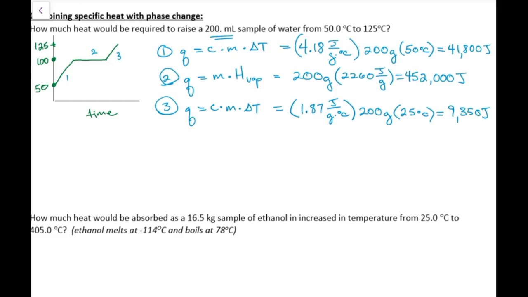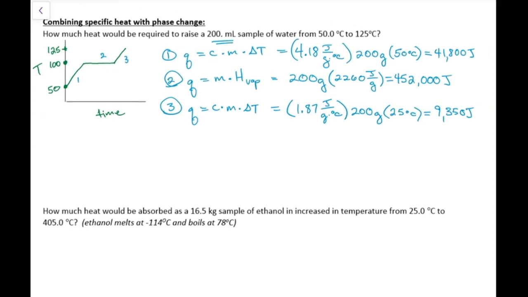Okay. And the last step, it just wants to know the total heat. The question asks for the total heat. So what I'm going to do is take these three numbers, my three answers, and add them together. All right. And I should get 503,150 joules. And if I go all the way back up for sig figs, go back to my original question, it had, looks like 3 sig figs. So I'm going to round that. I'm going to say just 503,000 joules.